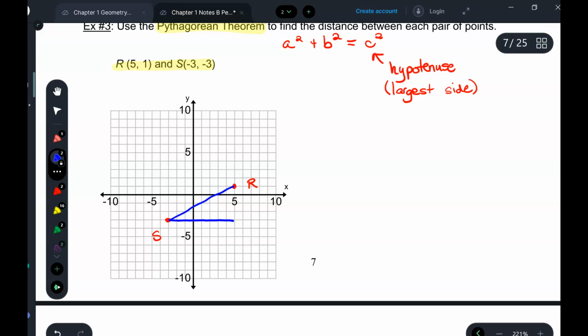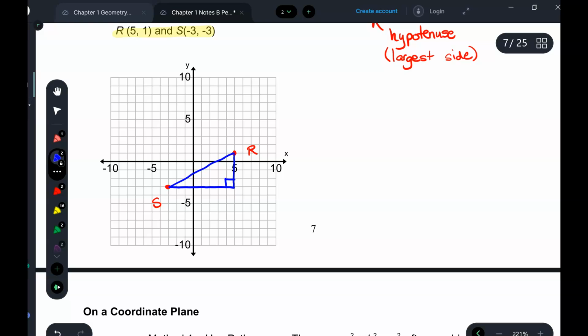So here's what I'm going to do. From R, or from S, I'm going to go over. You can go up, yes. For the test, you don't need the ruler for this, but I have them available. How do you know where to go? Well, you want to make it a right triangle. So go over and then go up.